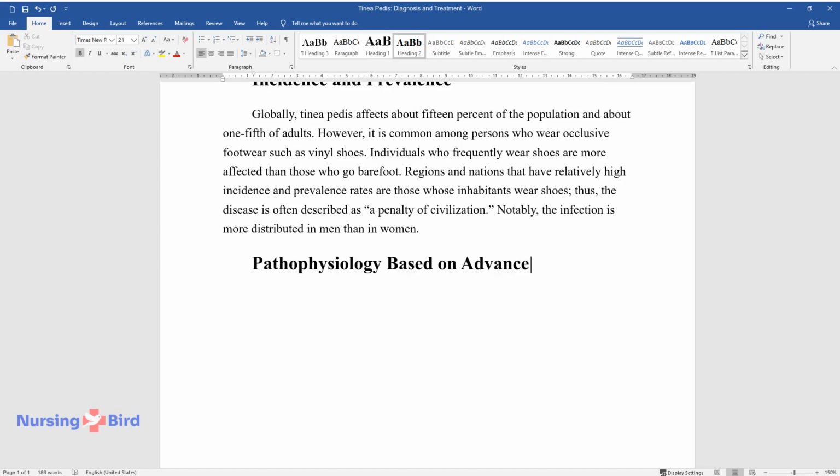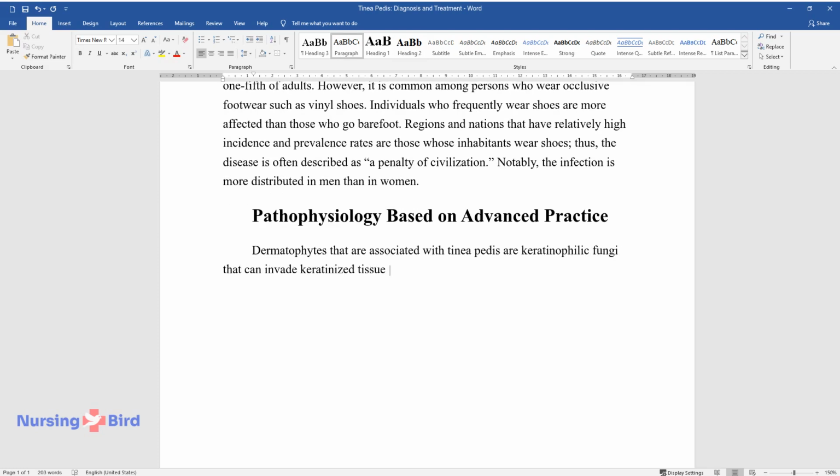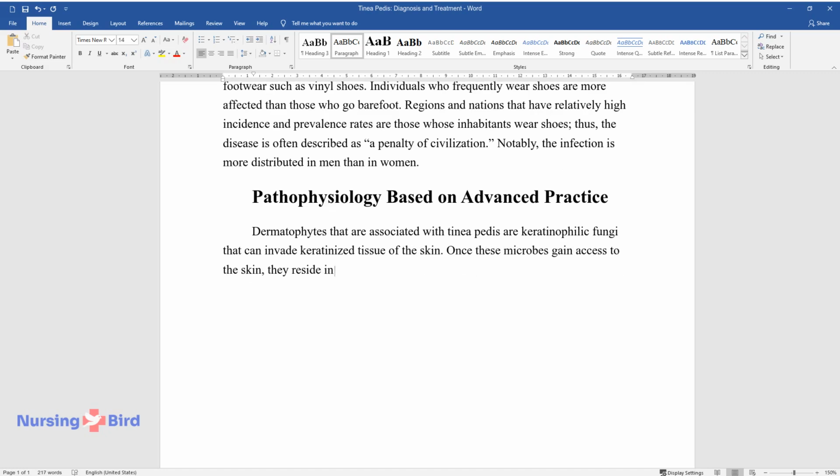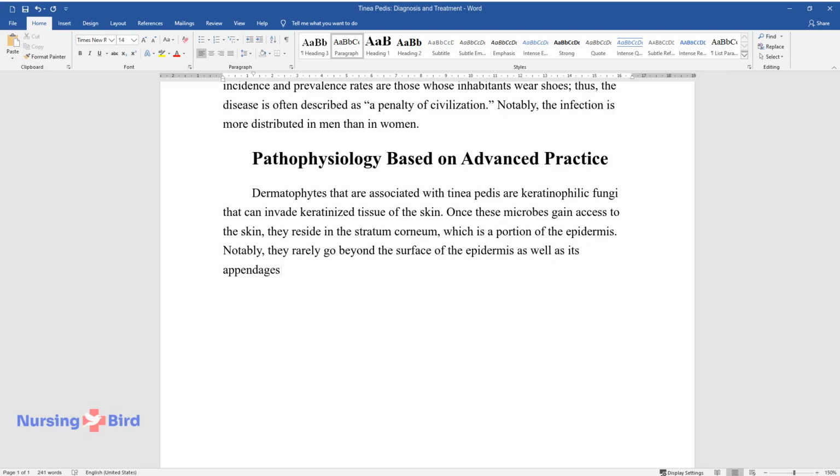Pathophysiology based on advanced practice. Dermatophytes that are associated with Tinea Pedis are keratinophilic fungi that can invade keratinized tissue of the skin. Once these microbes gain access to the skin, they reside in the stratum corneum, which is a portion of the epidermis. Notably, they rarely go beyond the surface of the epidermis as well as its appendages.